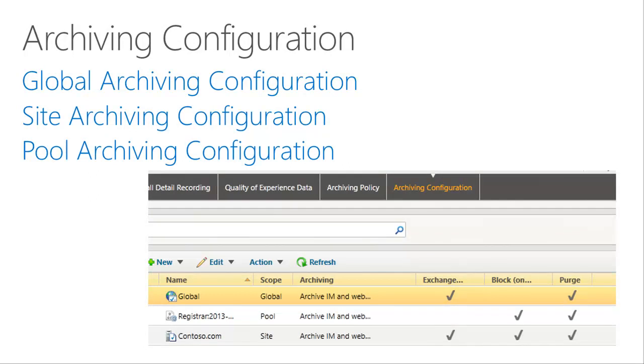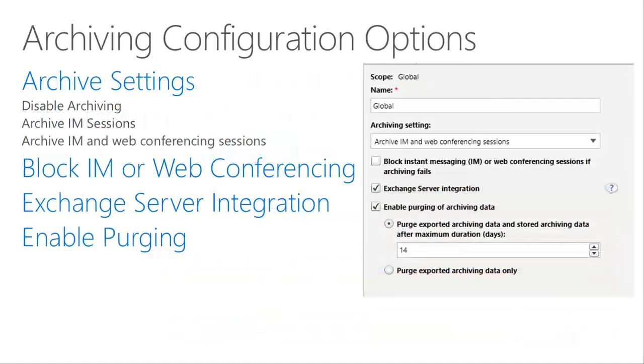But here's where we set up the archiving configurations. We have global, site and pool level. And under the archive settings, we can say I want to disable archiving, so I don't want to archive anything. I want to archive IM sessions, or I want to archive IM and web conferencing sessions.